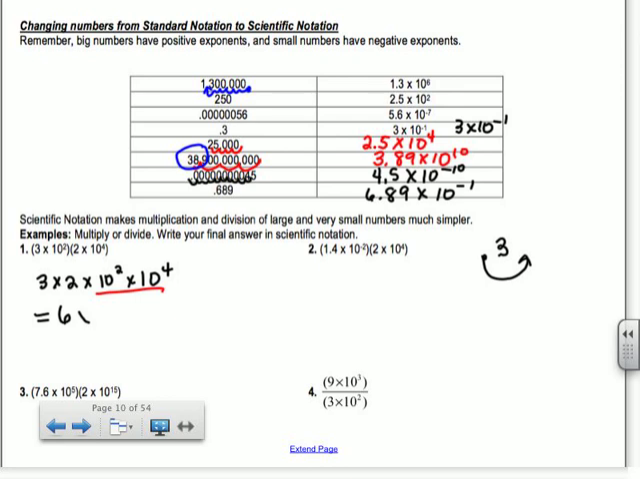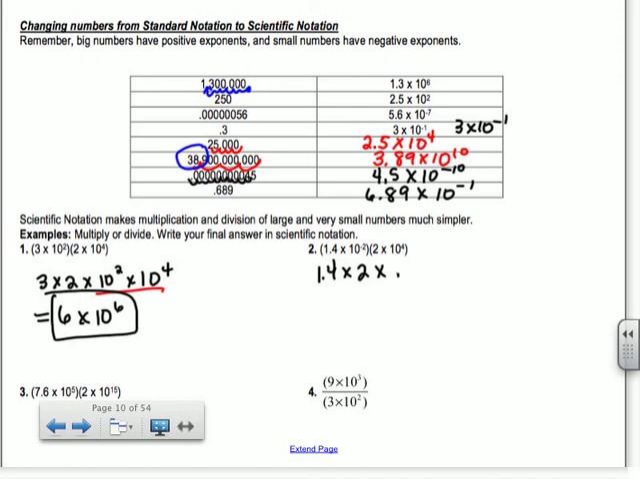10 to the 6, right? Just like x squared times x to the fourth was x to the 6. They have the same base, so you can multiply them. So it's times 10 to the 6th. That's it. Did I say, write it in scientific notation? So if I say write it in standard form, then write it in standard form.